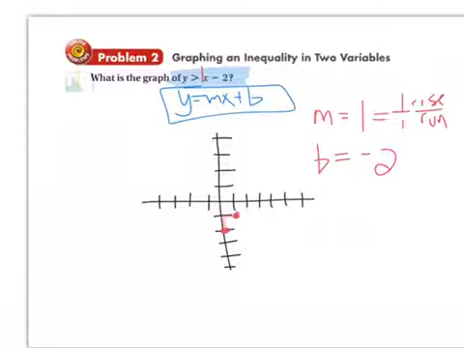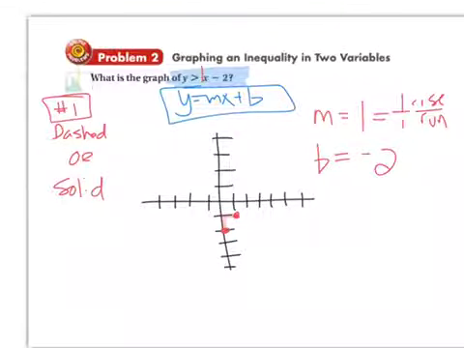And then here is where things become a little bit different with an inequality. We first have to ask ourselves, are you going to do a dashed or a solid line? That's really question number 1 to ask. Here's how I figure it out. If I have a less than or a greater than symbol, I do a dashed line. If I have a less than or equal to or greater than or equal to, I do a solid line.